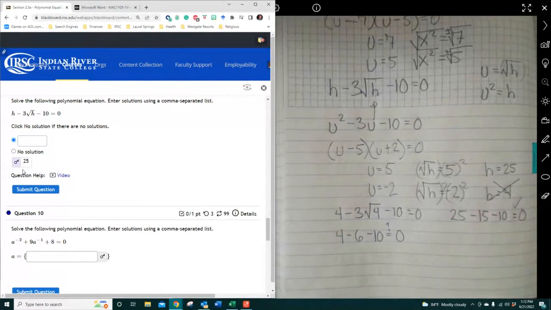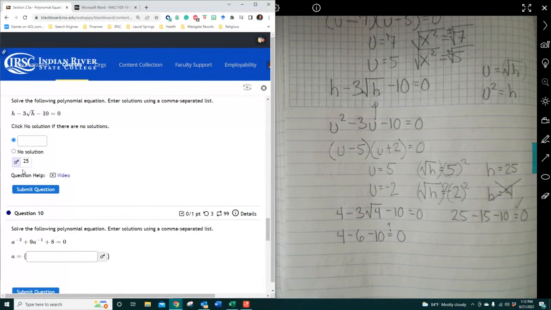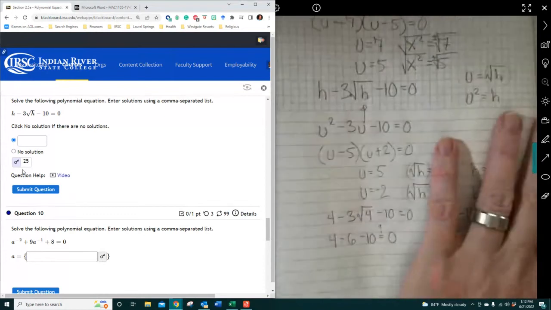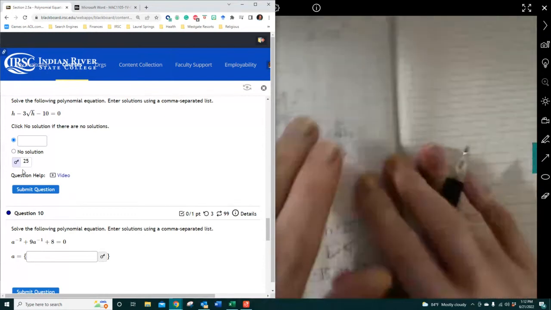So you have to be careful with your answer solutions. It's called extraneous answer solutions. They work for the process, but they don't work for the whole entire equation. All right, so you throw it out. You got to be careful about that one.